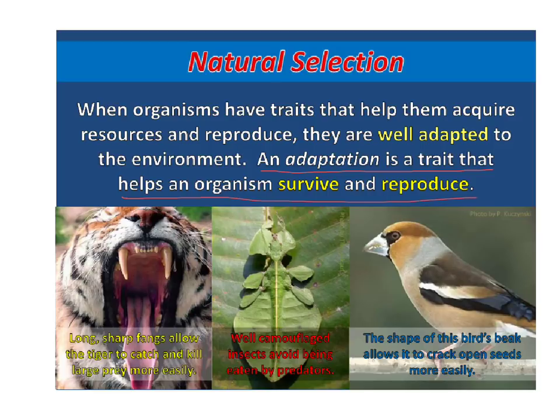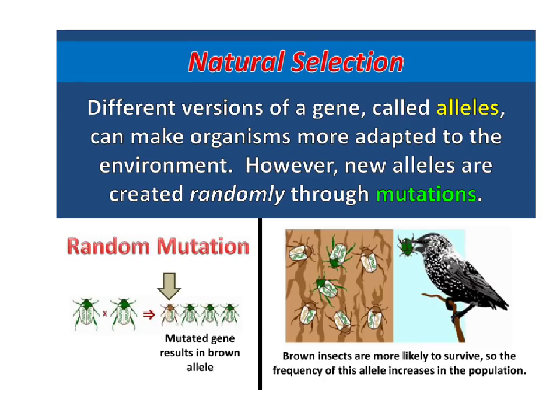So take a look at this picture right here. This is obviously a tiger. The tiger's long, sharp fangs allow the tiger to catch and kill large prey more easily. This is actually called a leaf insect. They are well camouflaged to avoid being eaten by predators, and the shape of this bird's beak tells us that it can crack open seeds. It is a seed-eating type of bird.